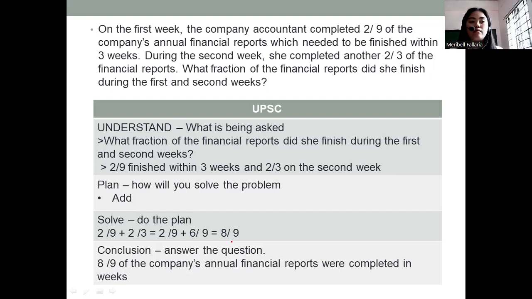Then we're going to have the 2/9. 2/9 is equal to, copy the denominator, and then 2 plus 6 is equal to 8. And now let's conclude. Let's answer the question. 8/9 of the company's annual financial reports were completed in 2 weeks. Okay.